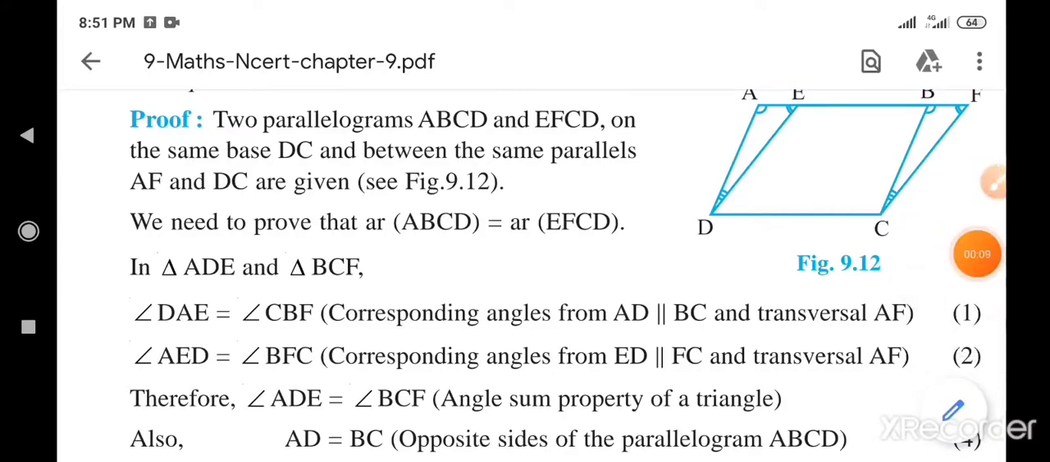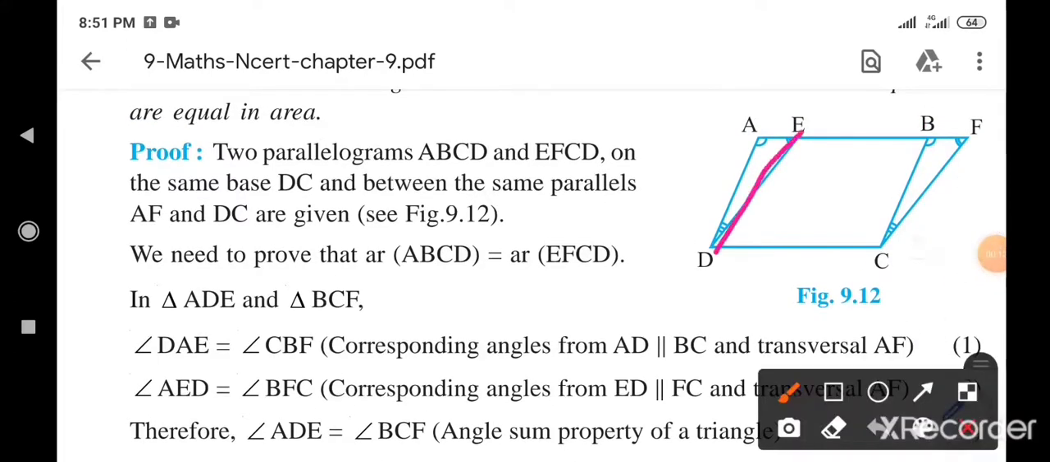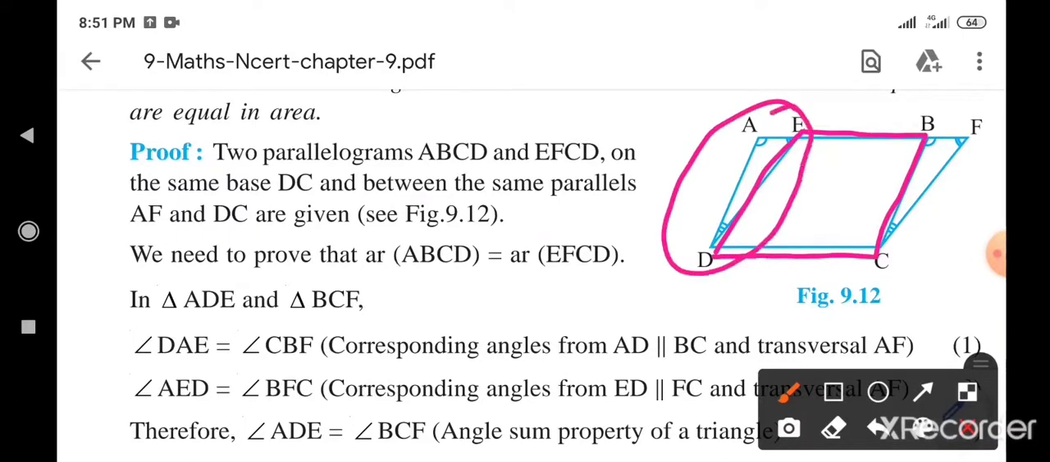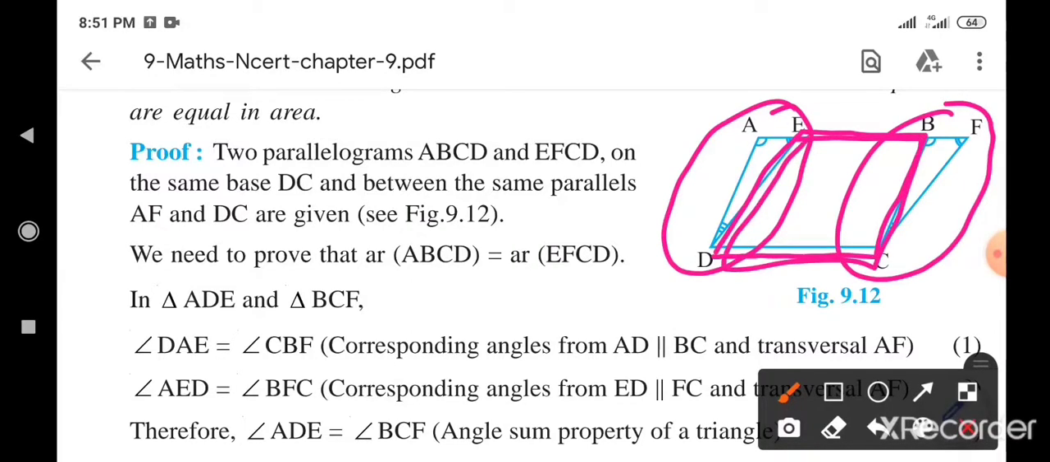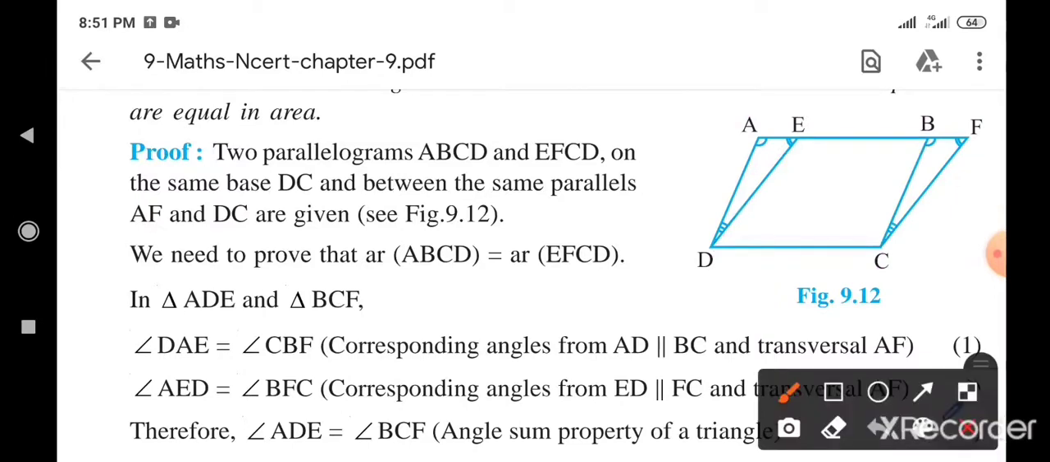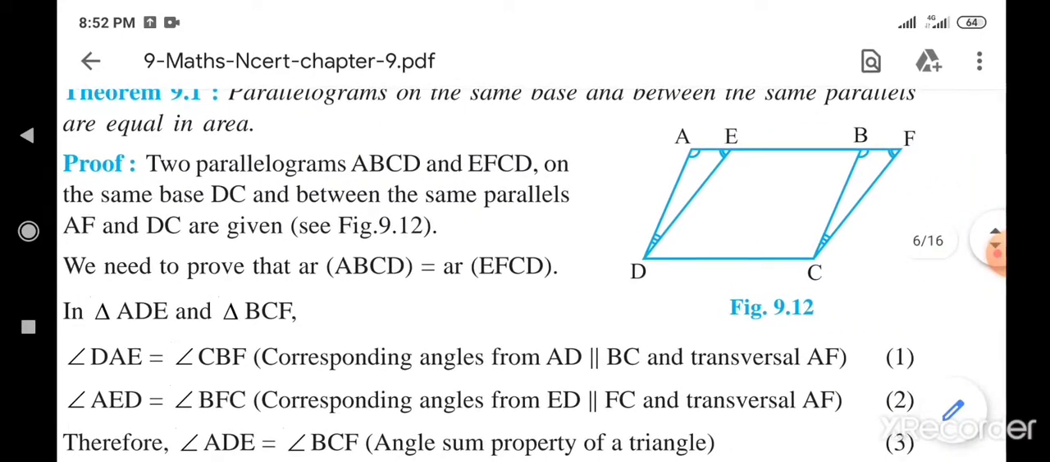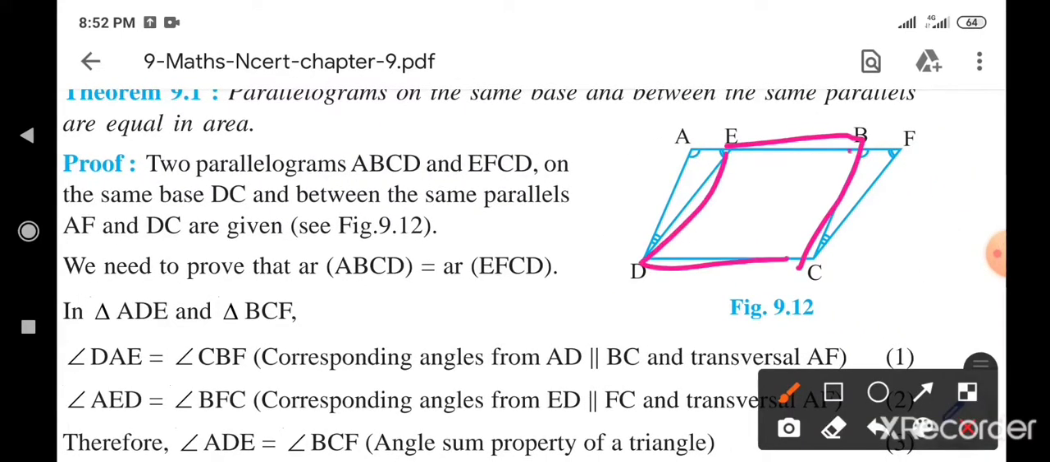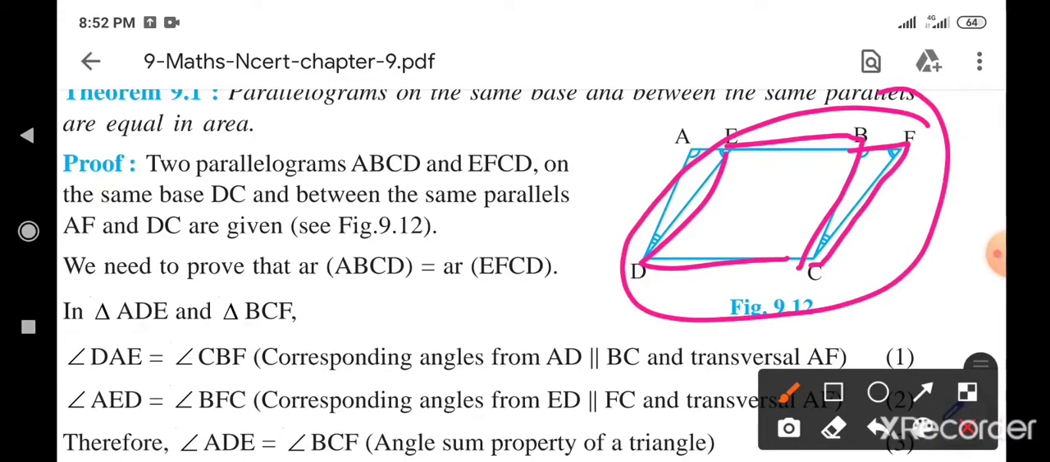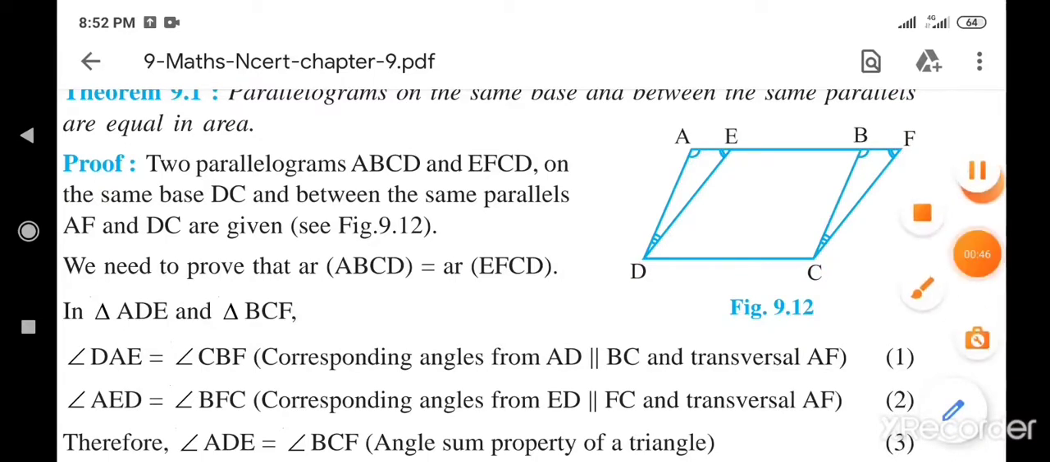Now adding the area DEBC on both sides, the areas of these two triangles are equal, and if we add this area to both sides, you can easily see that if we add this area to the first triangle, we will get the area of ABCD. Similarly, if we add this area to the other triangle BFC, we will get the area of EFCD. Hence, both the areas will be equal to each other. This is a very important theorem.